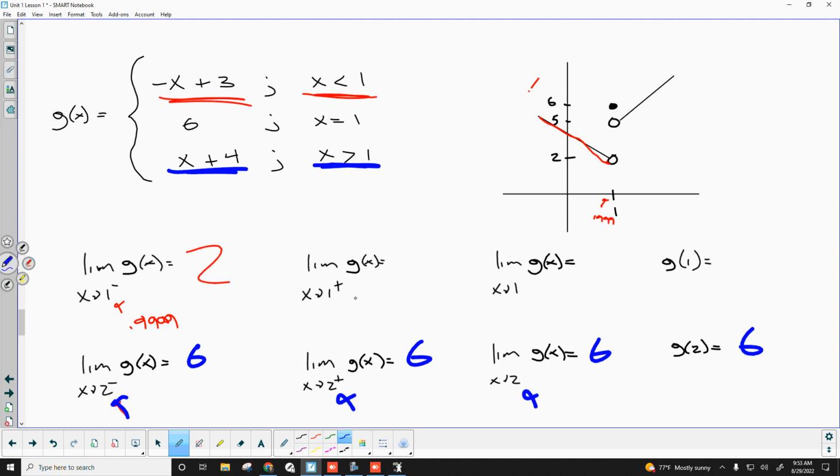At 1.001, I'm bigger than 1, so I'm using this piece. We are approaching the y-coordinate of 5, or I'm plugging in 1, and 1 plus 4 is 5. This does not agree with this, so the limit does not exist. And at 1, I don't care about what I answered for the other questions. This equals 1, and since this equals 1, I use 6.